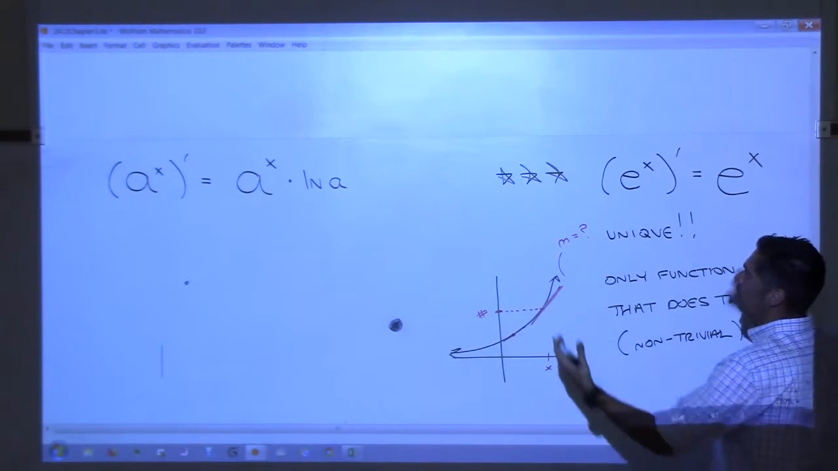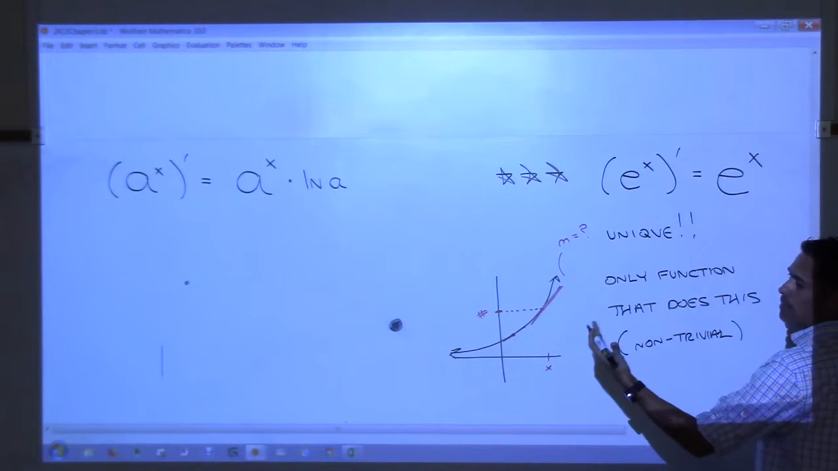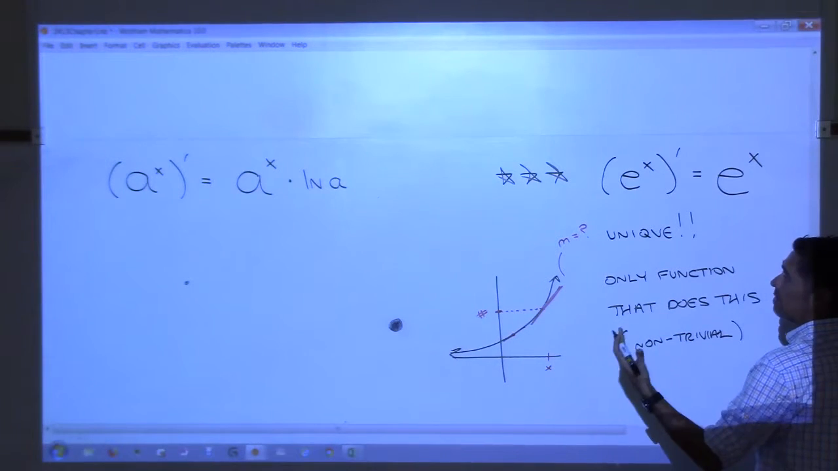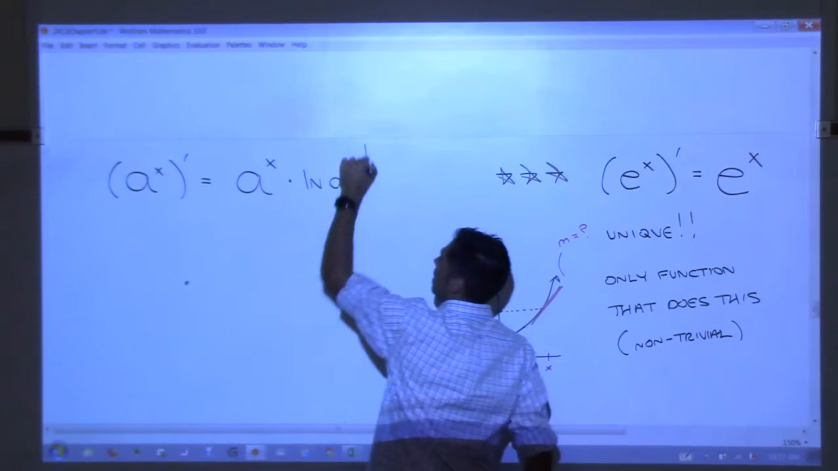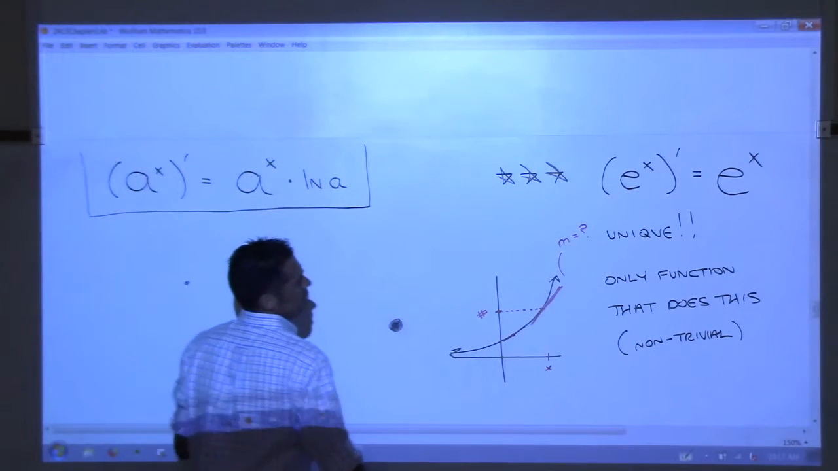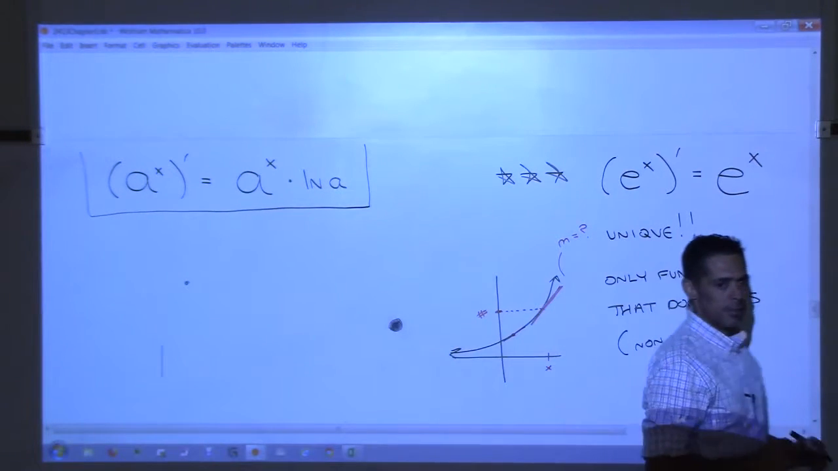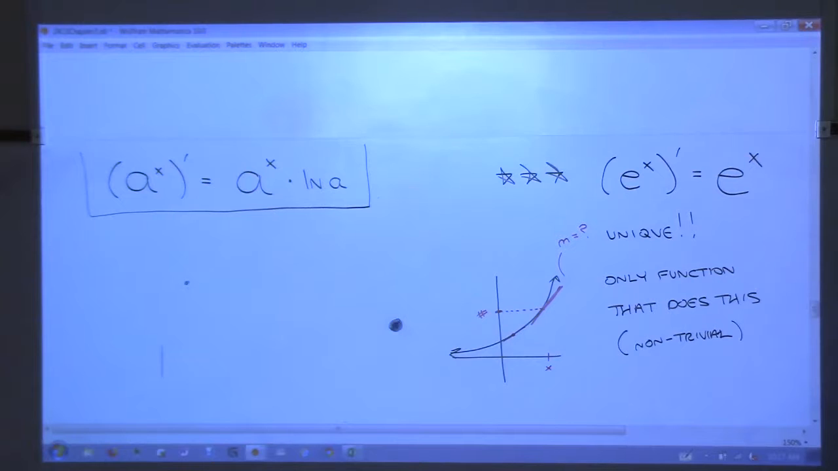Now, if you're looking at these two formulas here, and you're looking at which one is more powerful, which is the big daddy, that's the one right here, because this one covers all cases. This is a specific case. This is when a equals e. Can we see that in the formula?